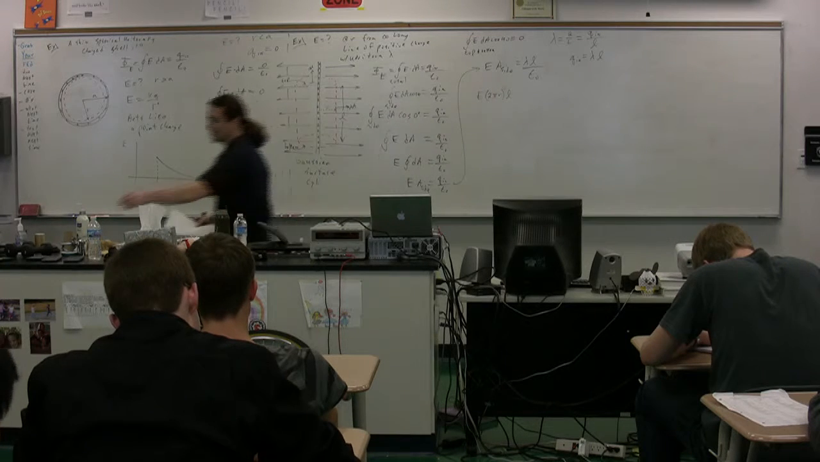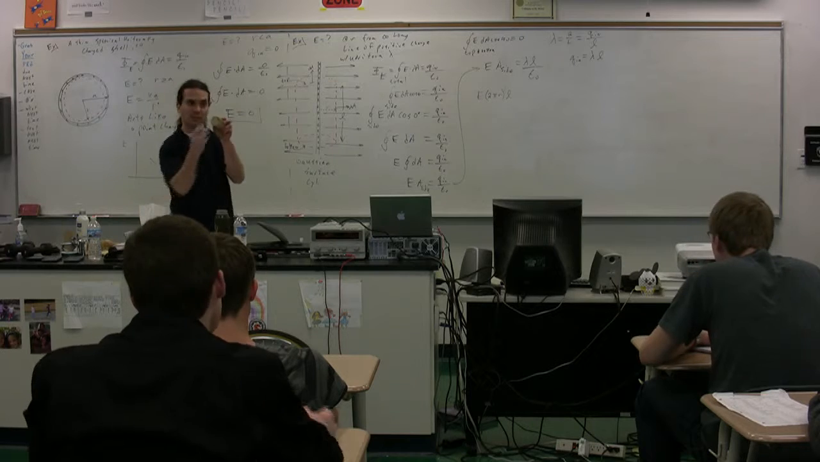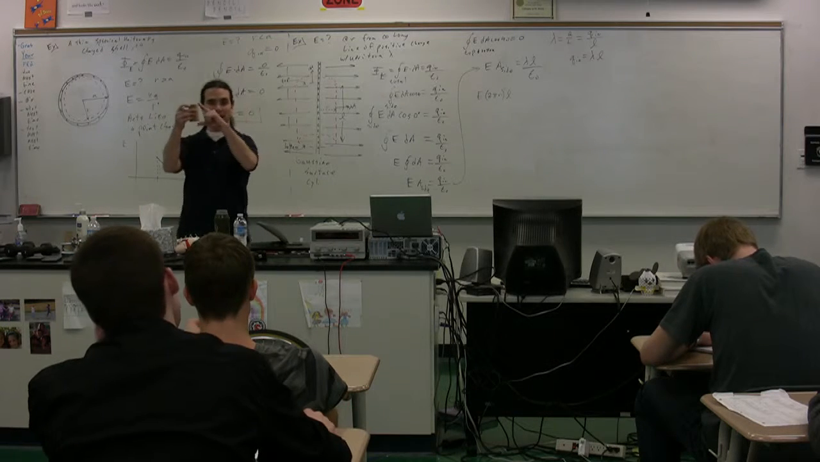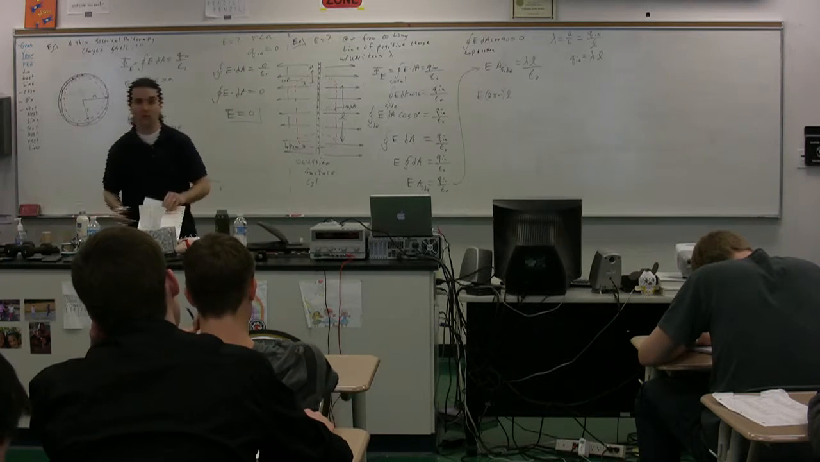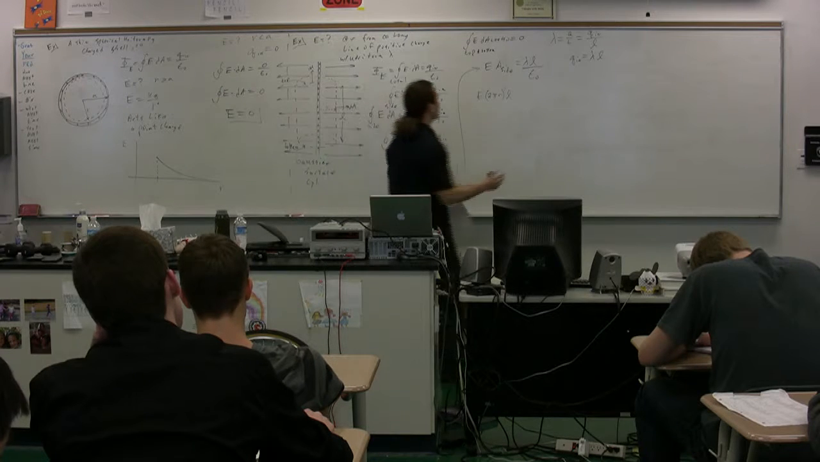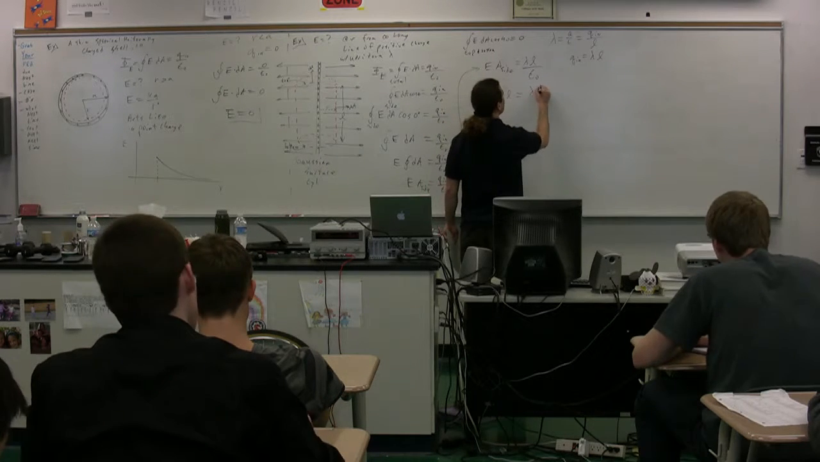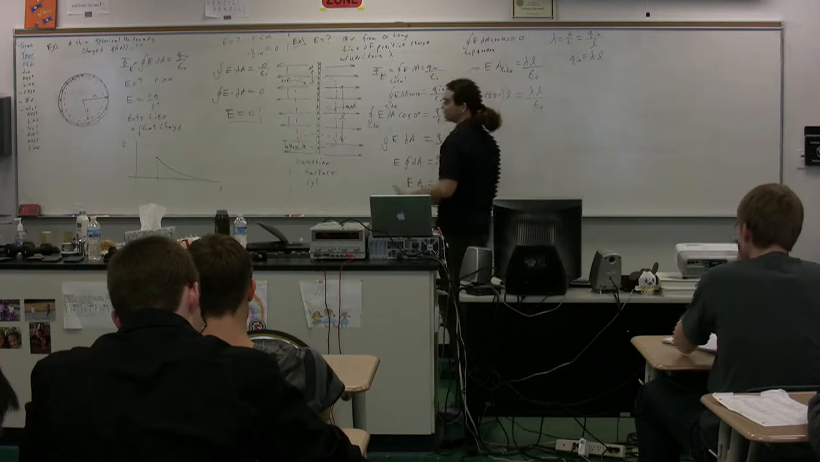The surface area of this is going to be the circumference of the circle multiplied by the length, or the length times the width of a rectangle. That's equal to lambda times L divided by E naught.